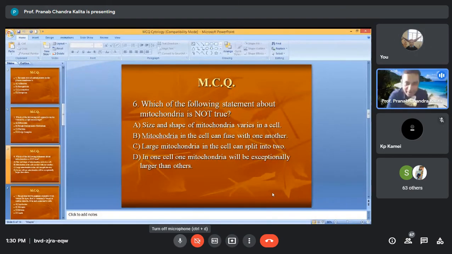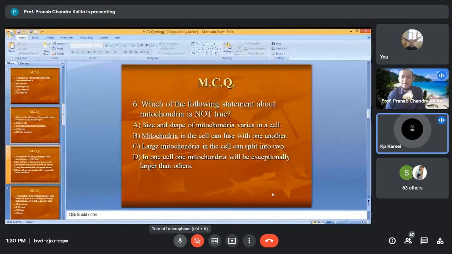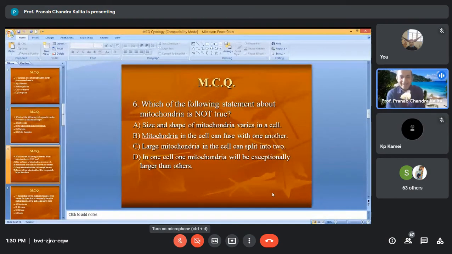Size and shape of mitochondria vary in the cell. Mitochondria can fuse with one another. Large mitochondria in the cell can split into two because they are semi-autonomous organelles. In one cell, one mitochondrion will be exceptionally larger than others. It is D, it cannot be. Yes, the size and shape may vary, but in one cell, one mitochondrion cannot be exceptionally larger than others. The answer is D.